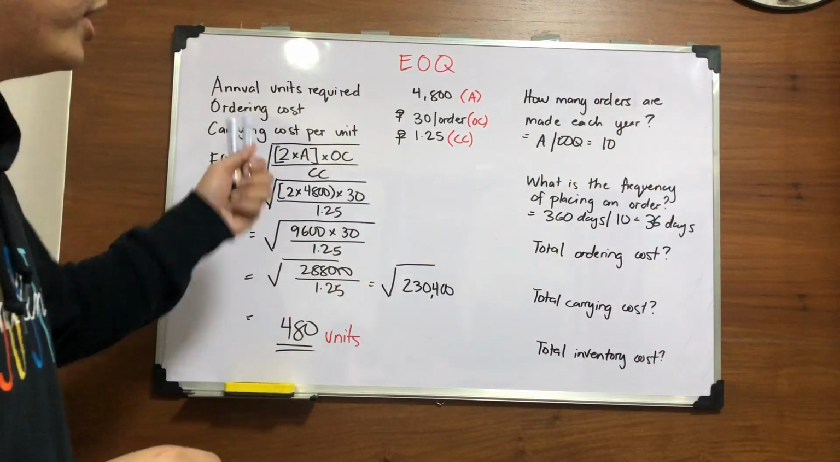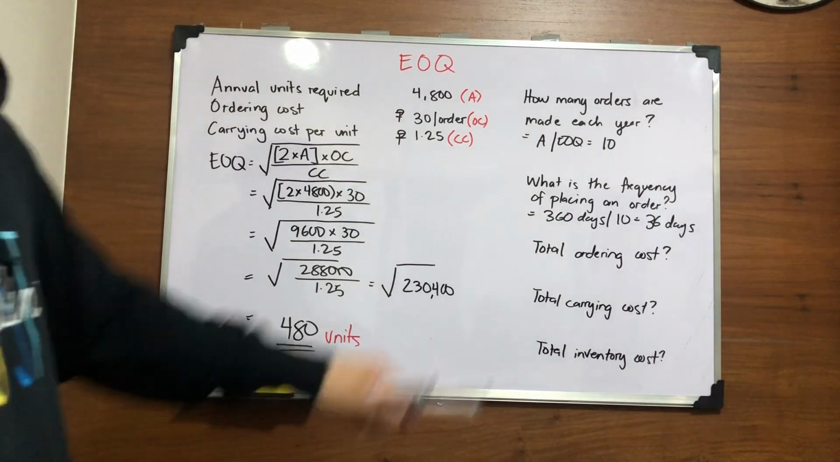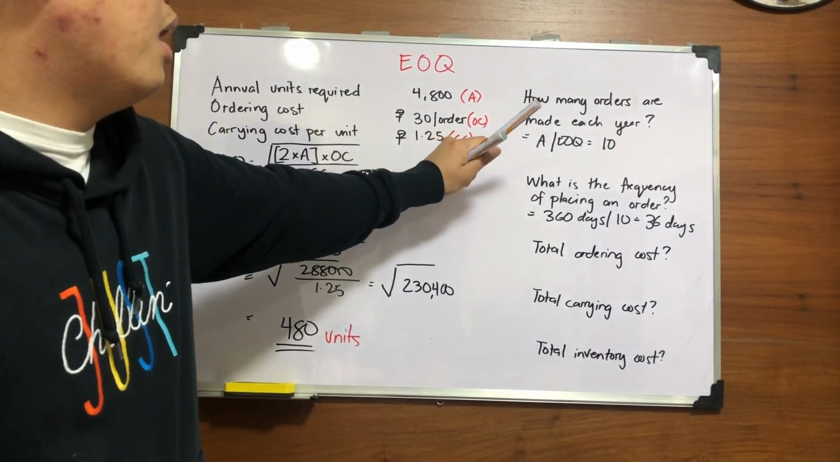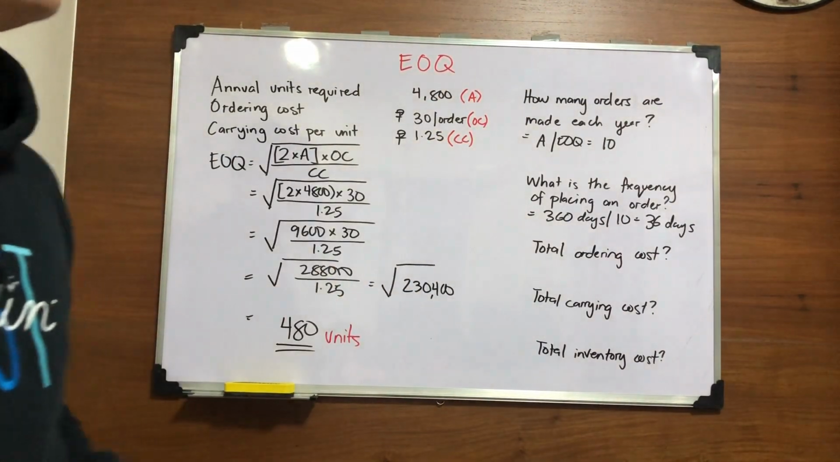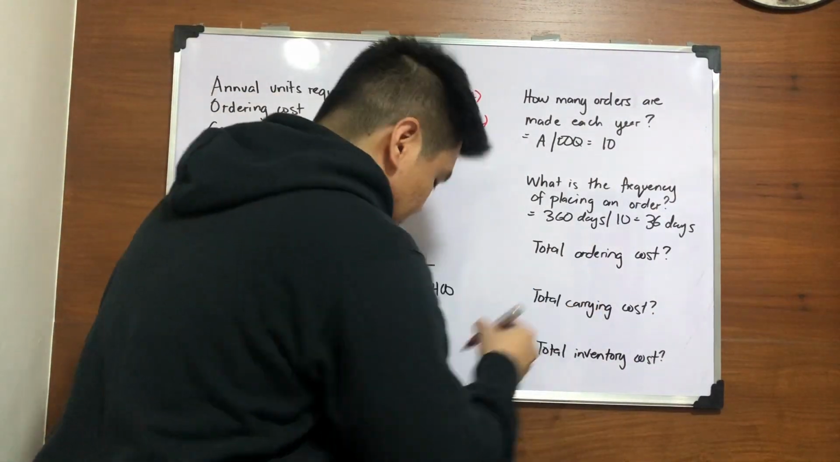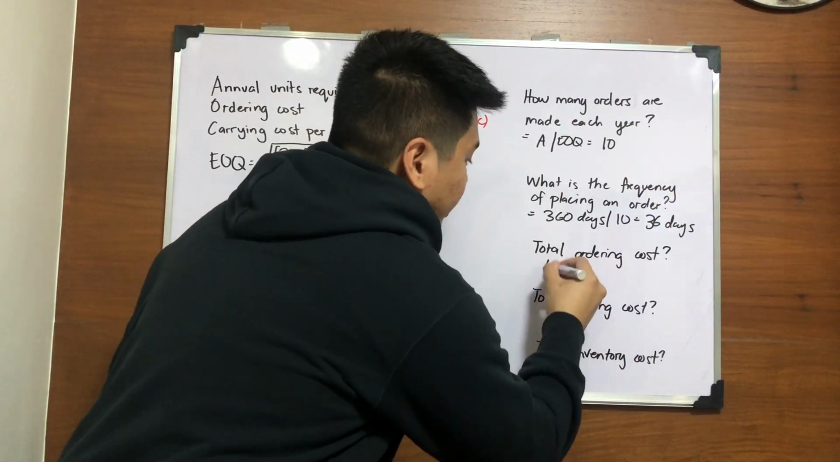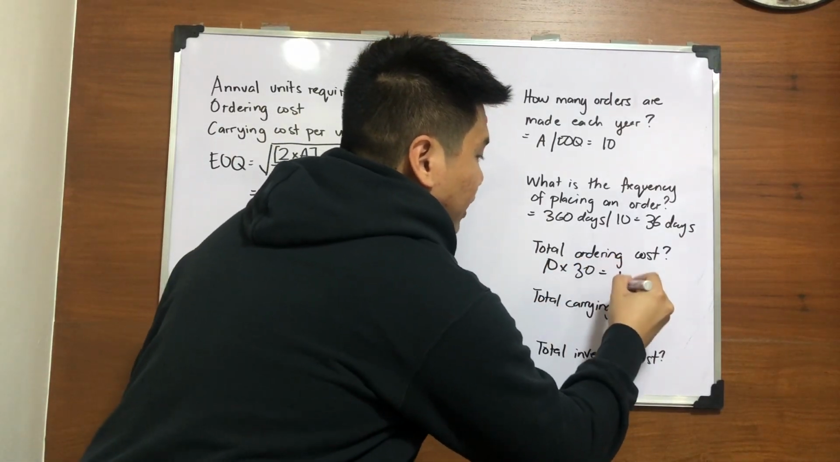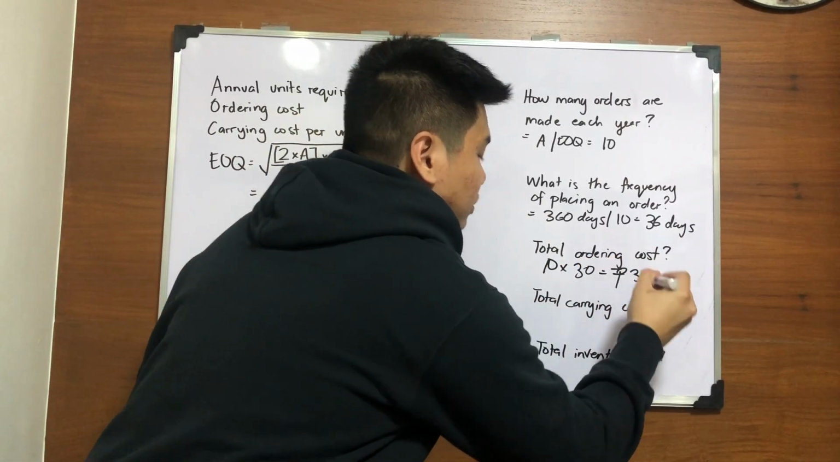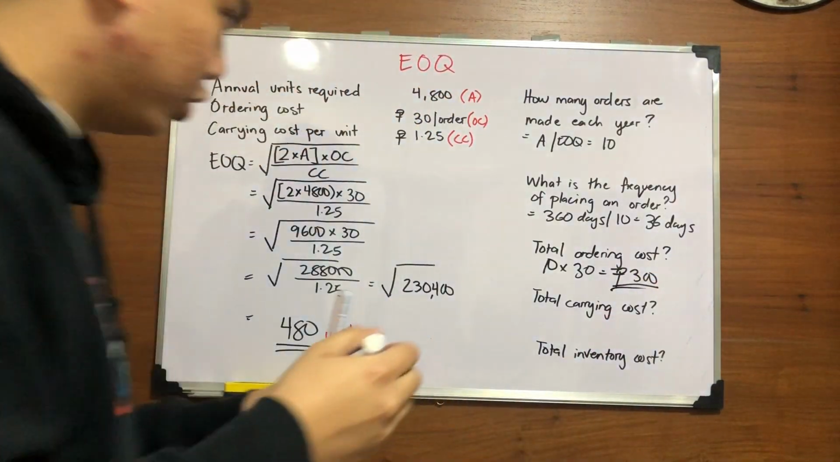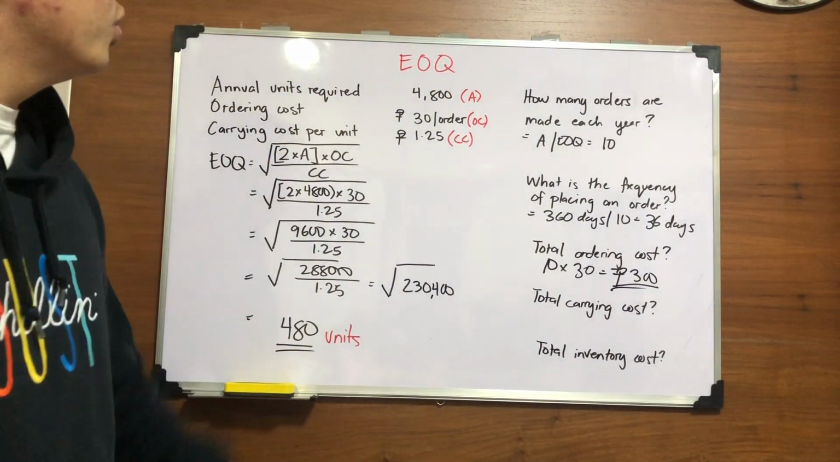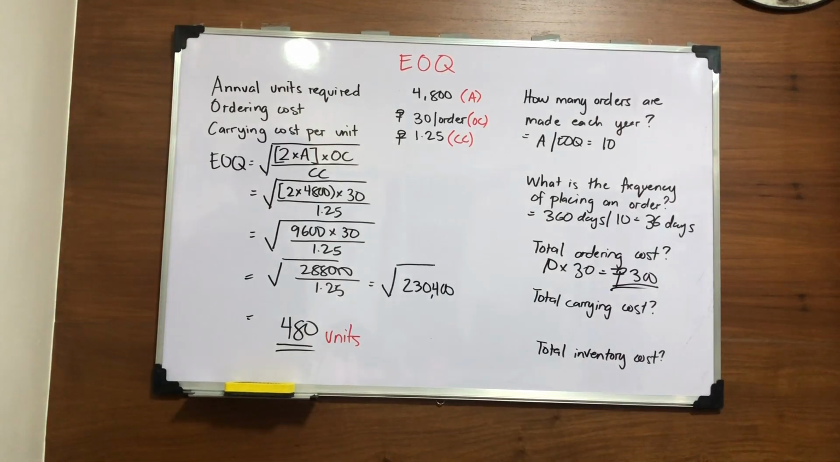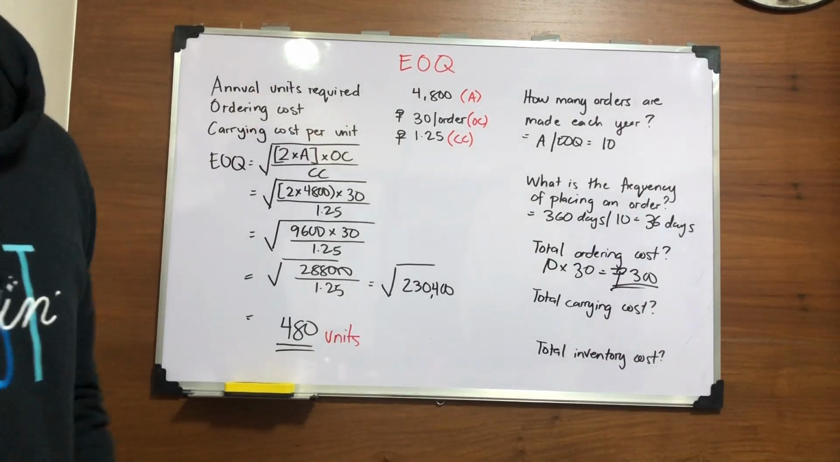So you multiply your ordering cost by how many orders are made each year. So you have here 10 times. You order 10 times and the ordering cost is 30. You will get 300 pesos. Okay? So that is your total ordering cost for you to satisfy your annual units required.